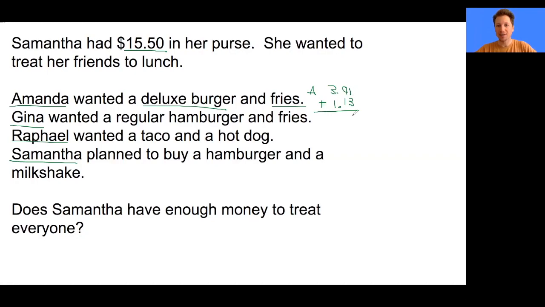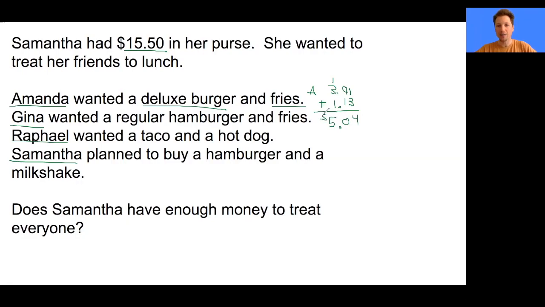1 plus 3 is 4. 9 plus 1 is 10. I put the 0 here, carry the 1 up there, drop the decimal point down here. 1 plus 3 is 4. 4 plus 1 is 5. Make sure to label that dollar.